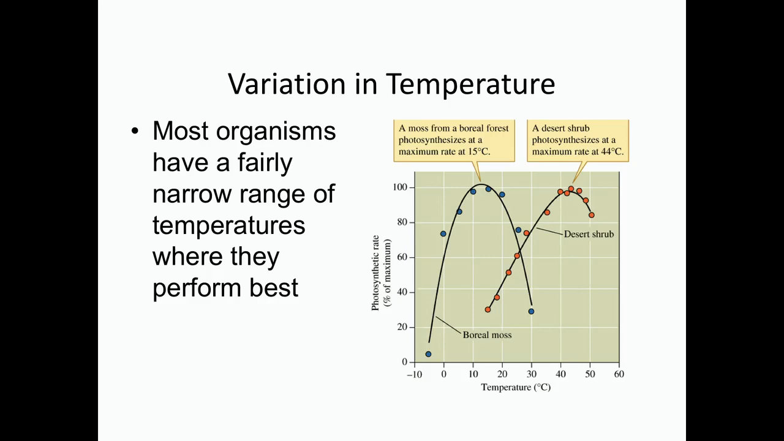So it's making the most food when it's in a temperature of 15 degrees Celsius. On the other hand, this desert shrub, another photosynthetic organism, doesn't perform all that well at 15 degrees Celsius, but performs very well at 44 degrees Celsius. So different species are going to have different ideal temperatures, but you'll notice both of these have a fairly narrow range where they're performing at maximum photosynthetic rate.